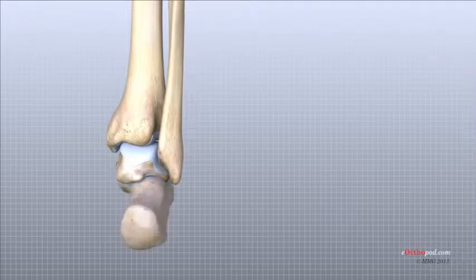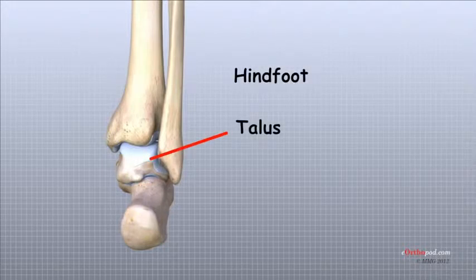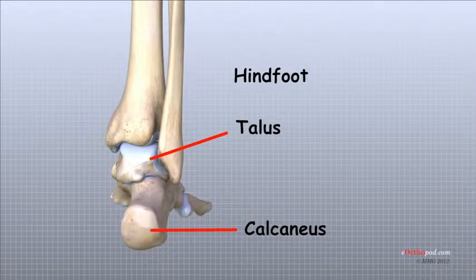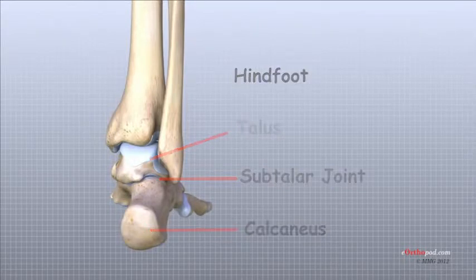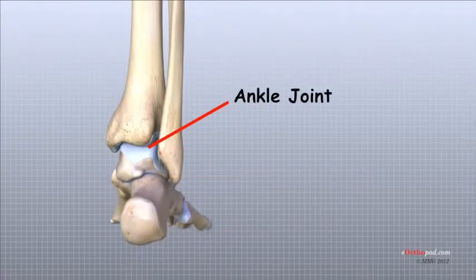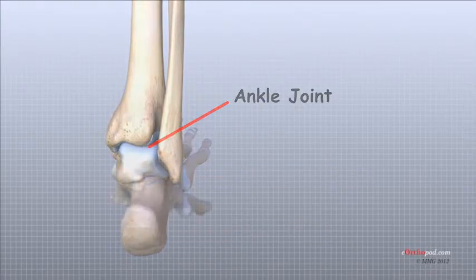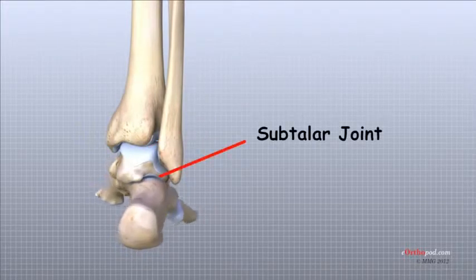The two bones that make up the back part of the foot, sometimes referred to as the hind foot, are the talus and the calcaneus or heel bone. The talus is connected to the calcaneus at the subtalar joint. The ankle joint allows the foot to bend up and down. The subtalar joint allows the foot to rock from side to side.